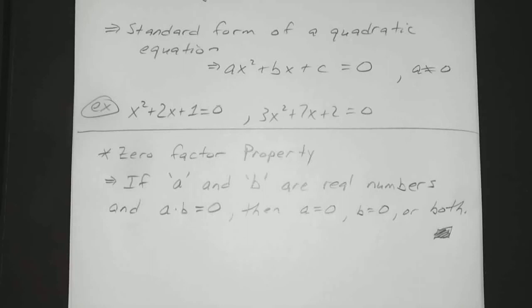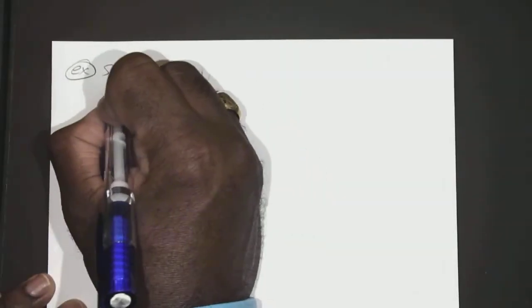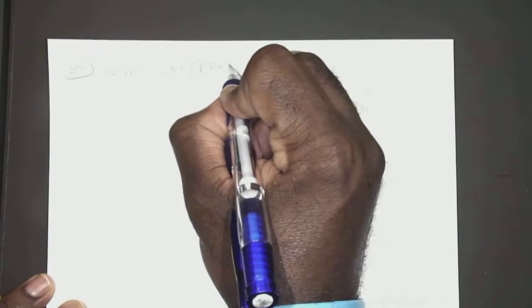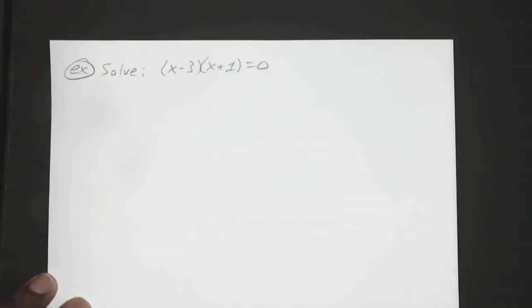So let's say, for example, we were asked to solve x minus 3 times x plus 1 equals 0.